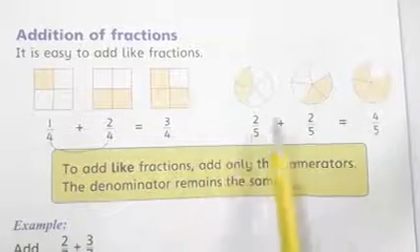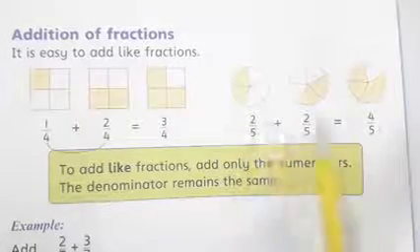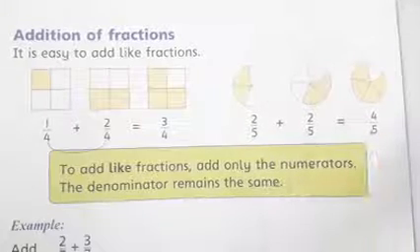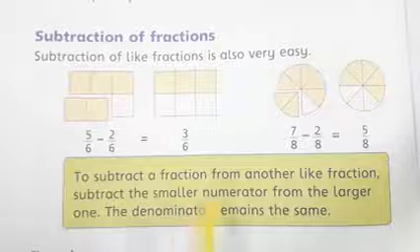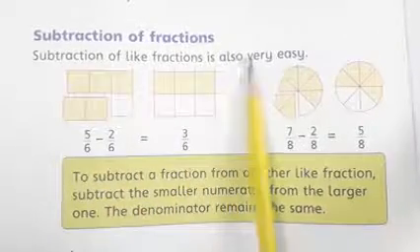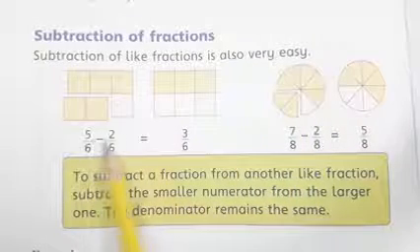As you can see in this example, 2 by 5 plus 2 by 5. The answer is 2 plus 2, 4, and 5 will come as it is, 4 by 5. Okay students, this is subtraction of fractions. Subtraction of like fractions is also very easy.